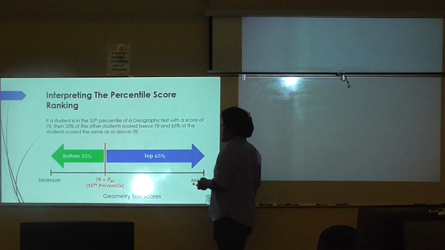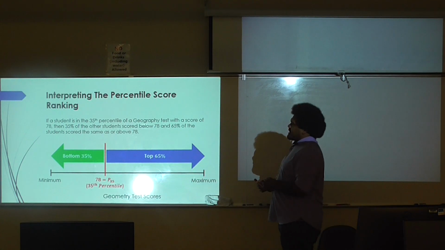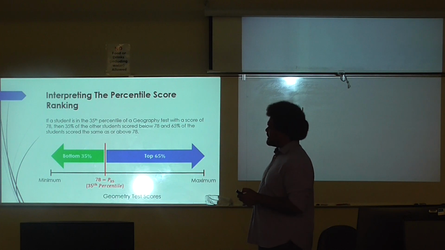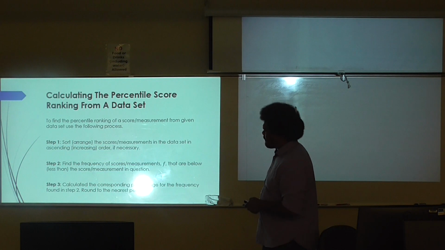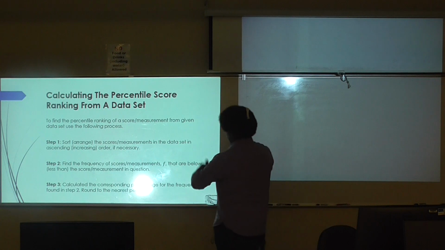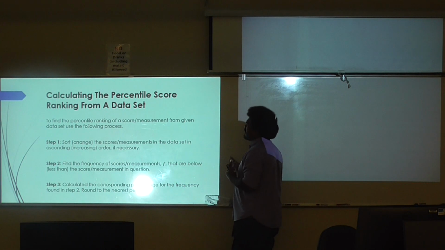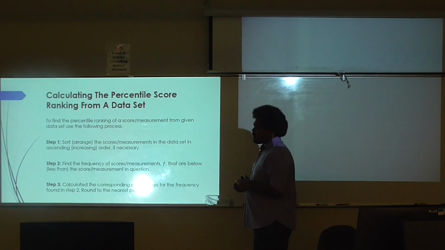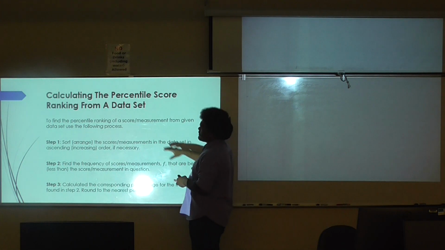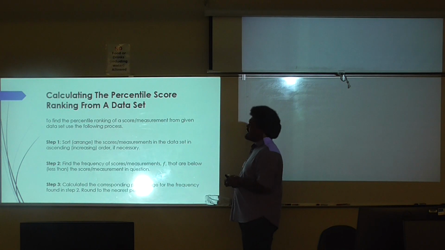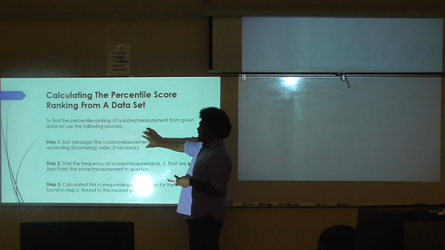So let's see this in action. First, we're going to get the actual data, then we're going to turn that data into a distribution table or a frequency graph for the most part. So how do you find the percentile from a given list of data? To find the percentile ranking of a score or measurement from a given data set, use the following process. First, it is very important that we sort.